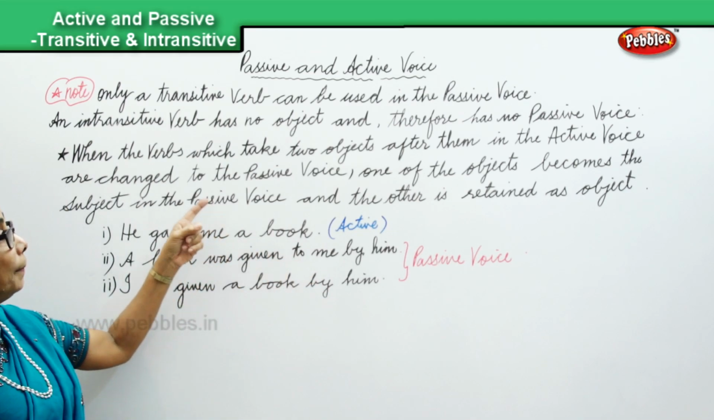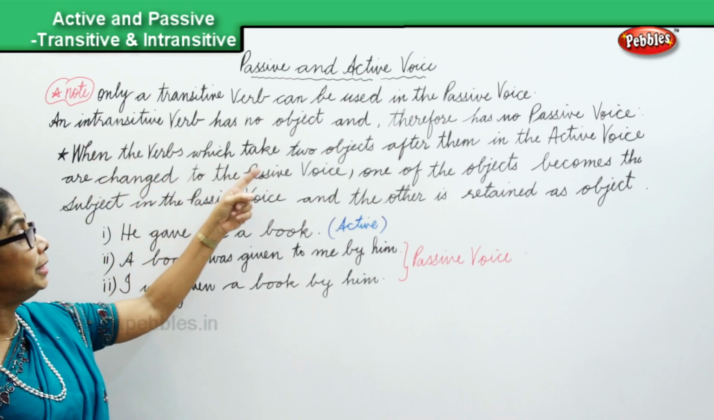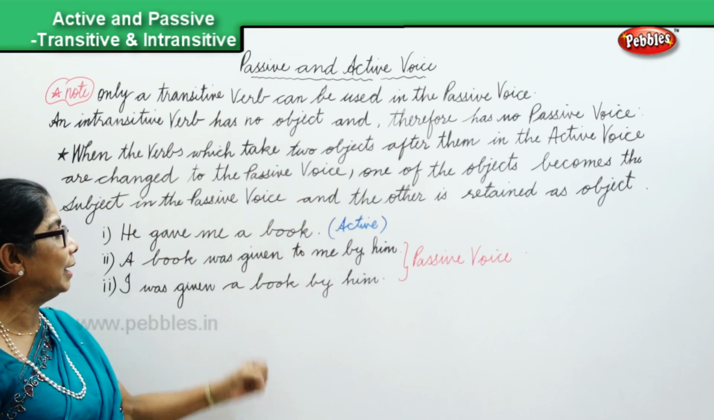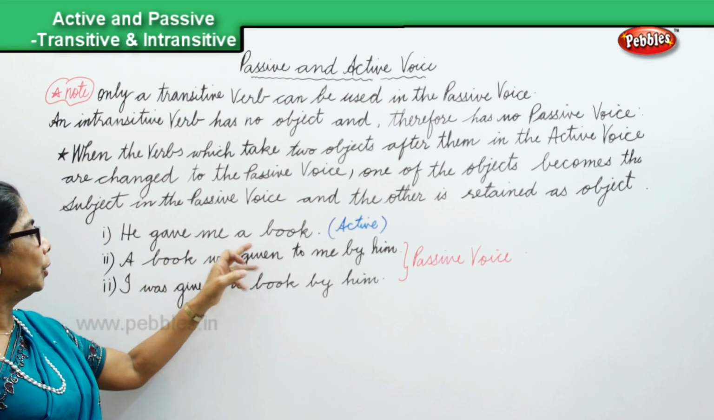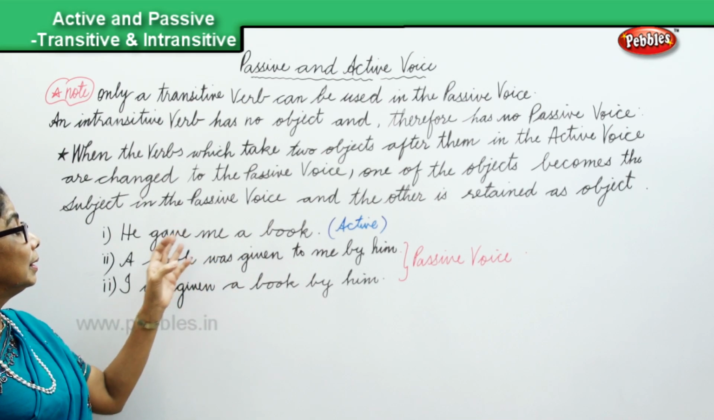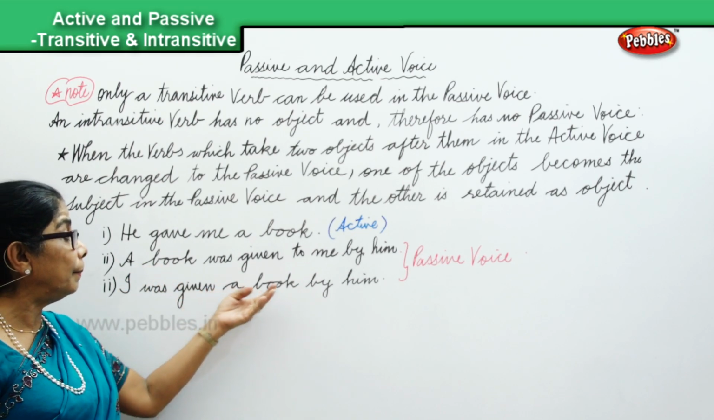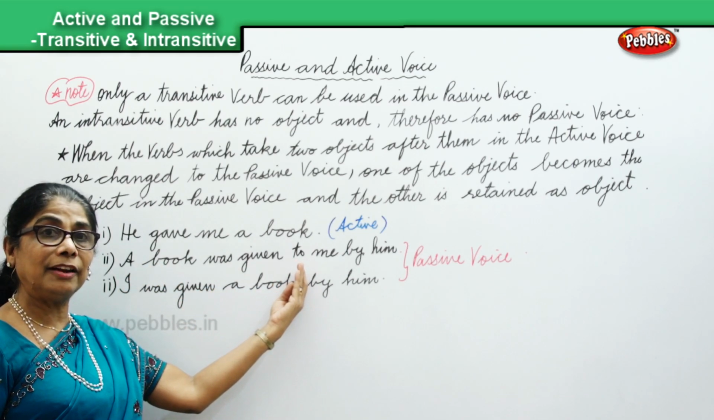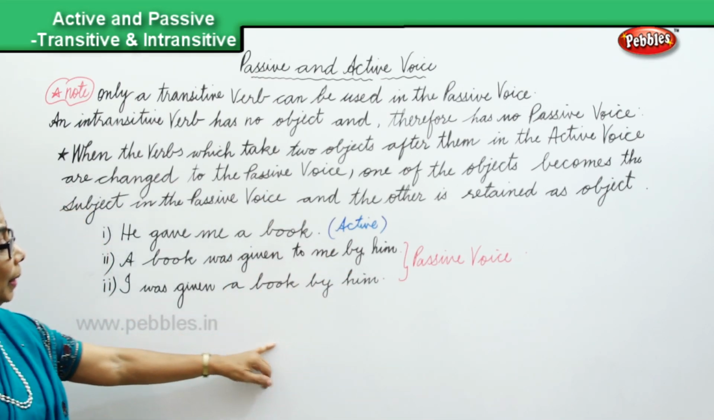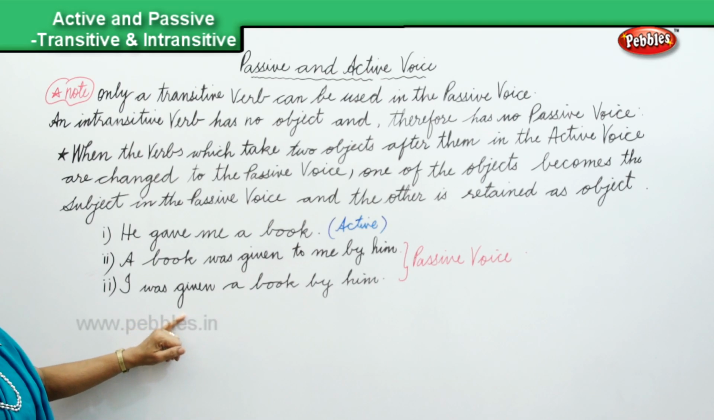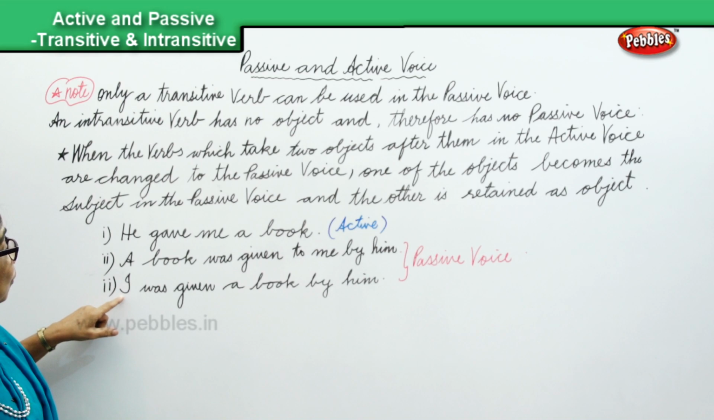Okay? We are talking about verbs that take two objects, one after the other. Look at that. He gave me a book. Here, I was given a book by him.